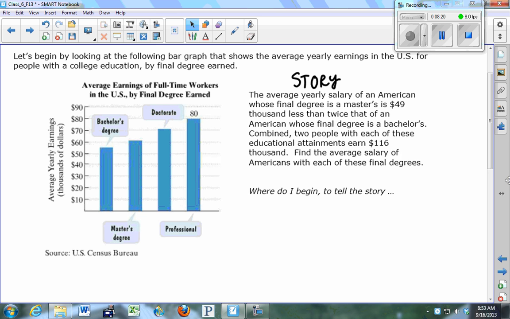The first thing you need to do is read the problem. So everybody read the problem. You don't need to hear me say it out loud. So take a minute and read the problem.